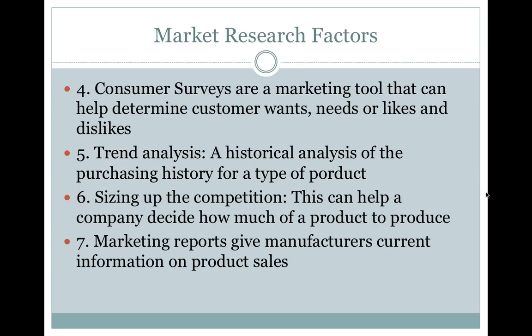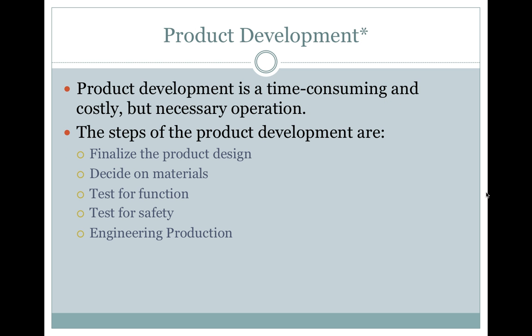Number 3, consumer surveys are a marketing tool that can help determine customer wants, needs, or likes and dislikes. Number 4, trend analysis, a historical analysis of the purchasing history for a type of product. Number 5, sizing up the competition. This can help a company decide how much of a product to produce. And number 6, marketing reports give manufacturers current information on product sales.